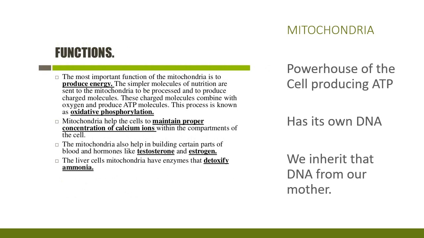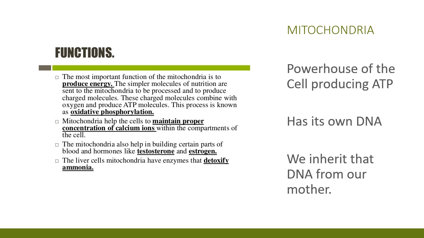The mitochondria, the powerhouse of the cell producing ATP, has its own DNA, and we inherit that from our mother. So if you look at the functions on the left, the most important function is to produce energy. It takes the molecules from nutrition and processes them and creates ATP. And that process is called oxidative phosphorylation, or you could just say phosphorylation.